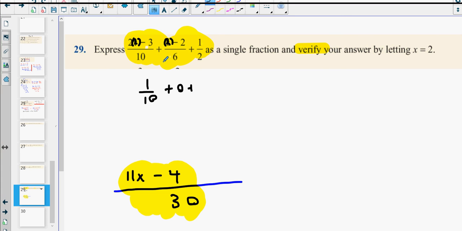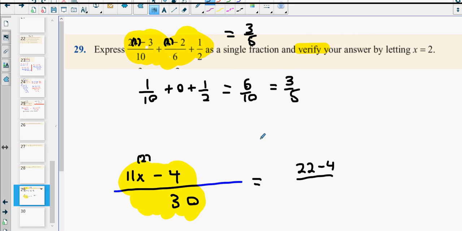So what is 1/10 plus a half? You can use your calculator for that if you want. 6/10, which is the same thing as 3/5. So when I insert x equals 2 into the top yellow blob, it gets me 3 over 5. Now I'm going to do it to the bottom one. Everybody ready for this? 11 times 2. Take away 4. 18 divided by 30. Divided by 6. And you get 3 over 5. They are identical. This means they are in fact the same thing.